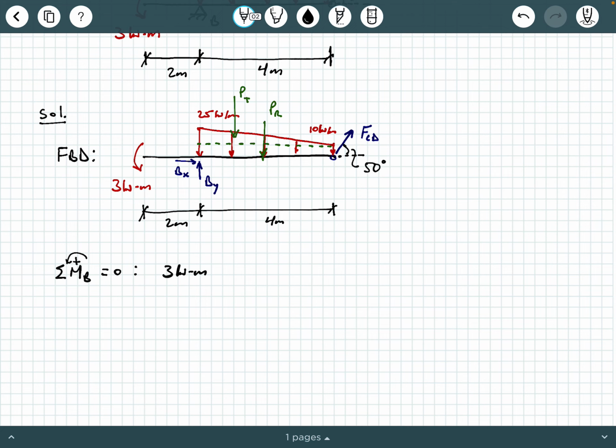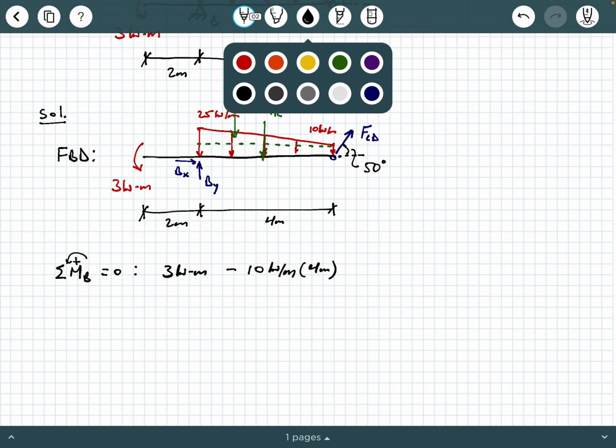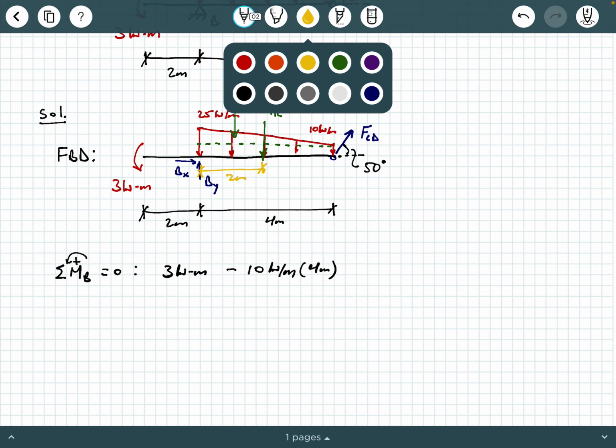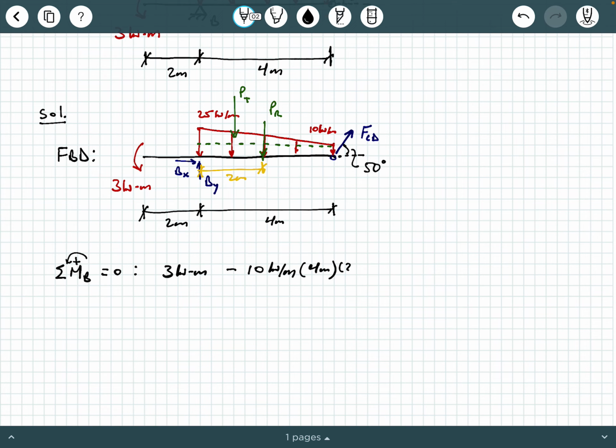So we're going to say minus 10 kilonewtons per meter times 4 meters, and then its perpendicular distance away from point B is half of that 4 meters, which is 2 meters, as I just drew here. So we're going to say times 2 meters. Now, what about the triangular portion? We can't just ignore that. We have this triangular slice right here.